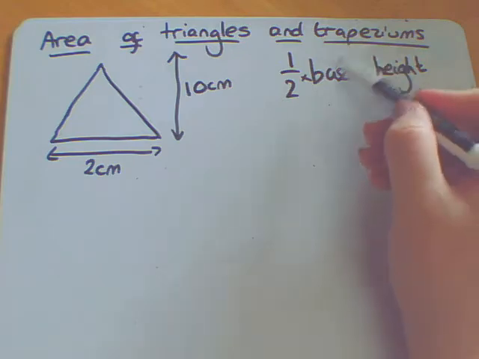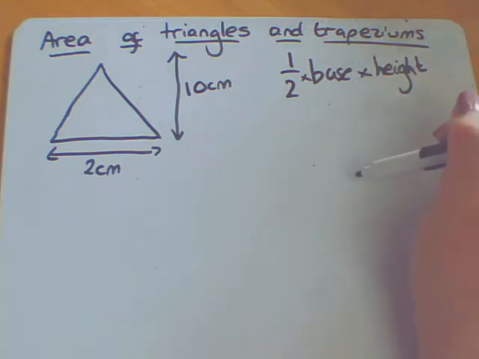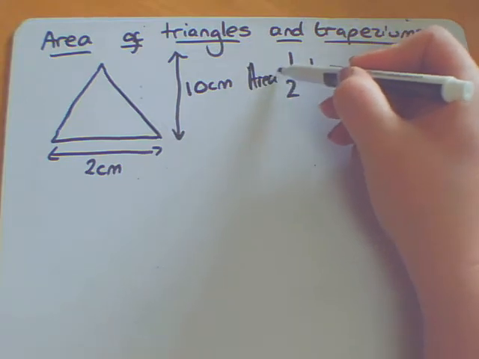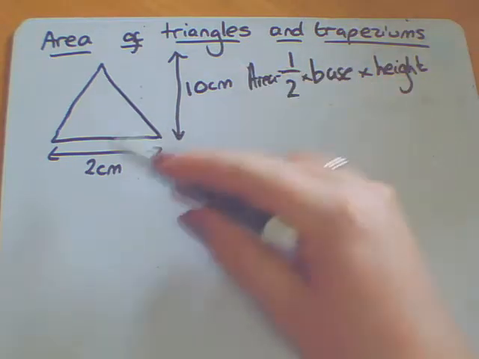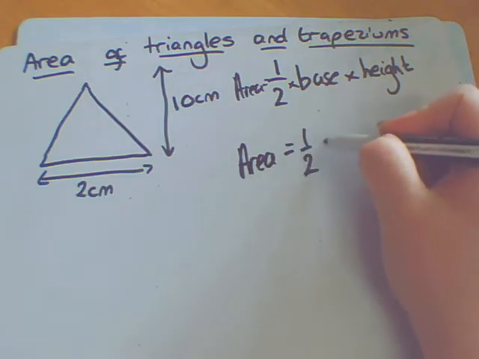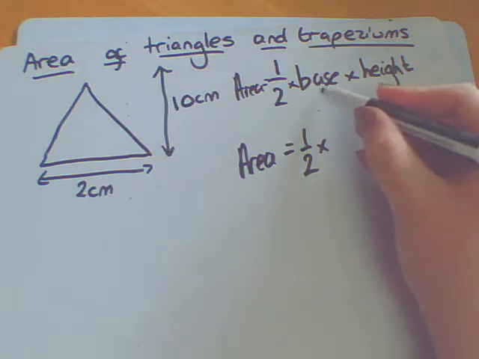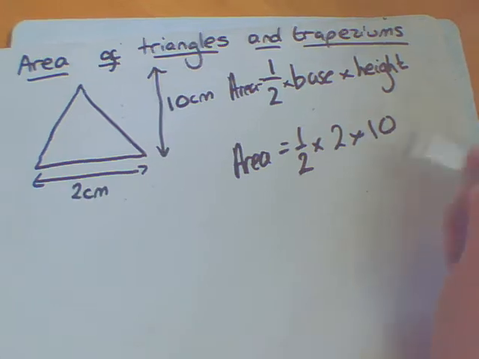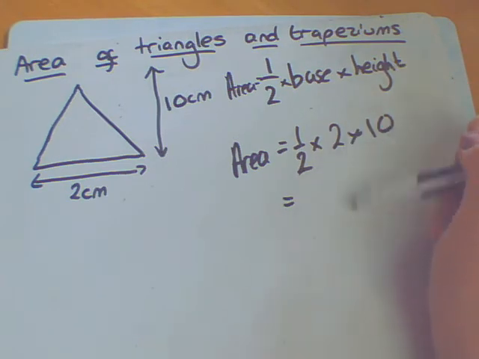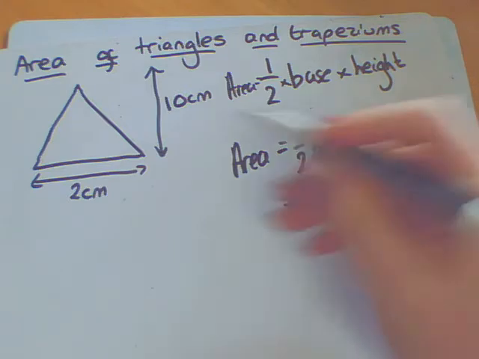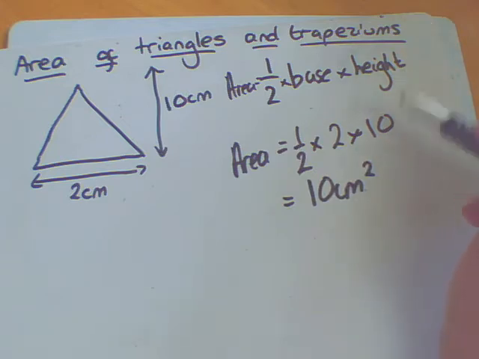If you wanted to, you could do the base times the height and then divide your answer by 2. It'll give you the same answer. And that is obviously for the area. So if we take the numbers in here and plug them into our formula, we've got a half times the base, which is 2, times the height, which is 10. So half times 2 is 1, times by 10 is 10. And my units in this case would be centimetres squared because I've got centimetres.